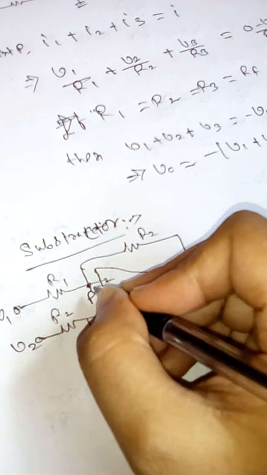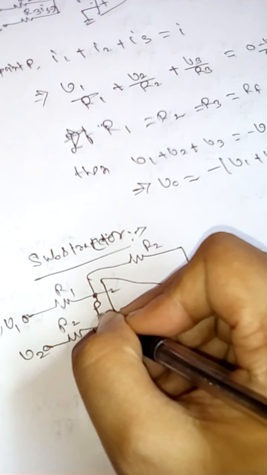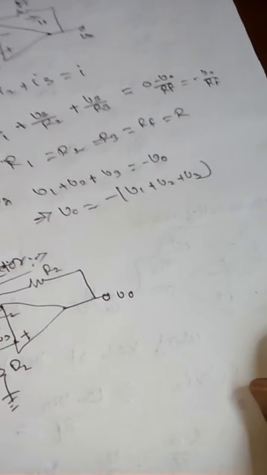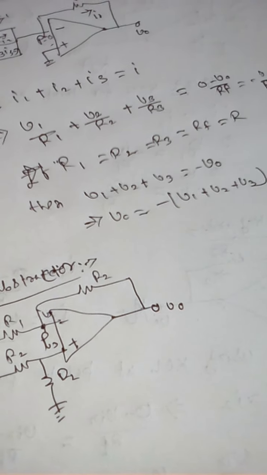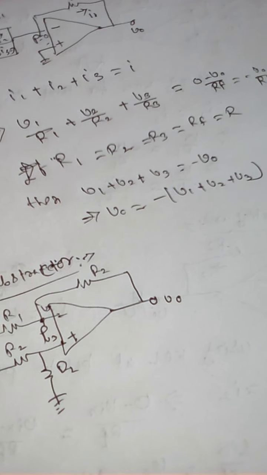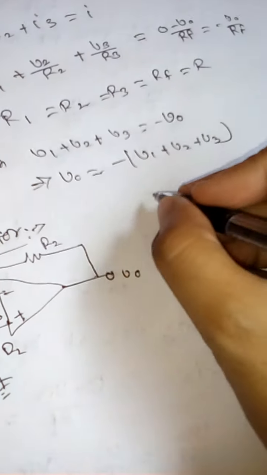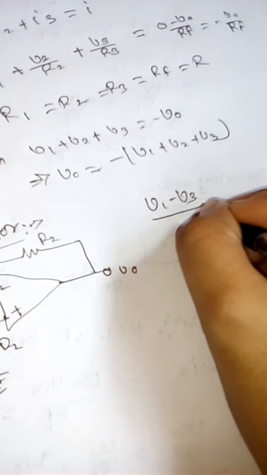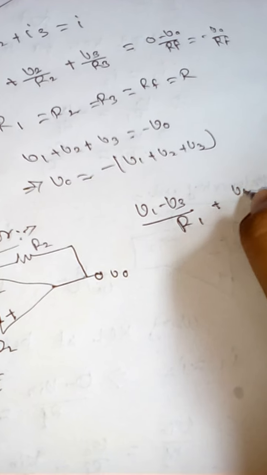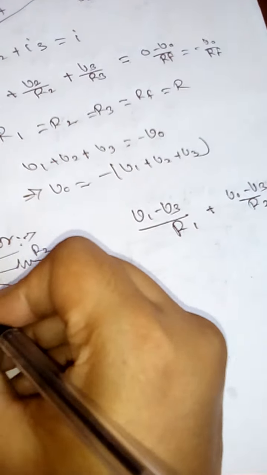Similarly, suppose this is point P, here the common voltage is V3. Since the voltage at the input terminal of the op-amp is 0, A and B are at the same potential, and we take it as V3. If we apply it for the first loop, (V1 minus V3) by R1 plus (V0 minus V3) by R2 equals 0, first equation for this loop.